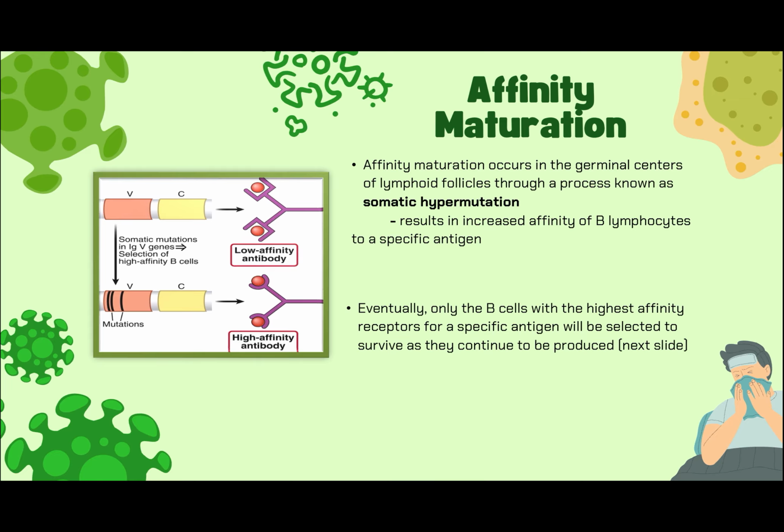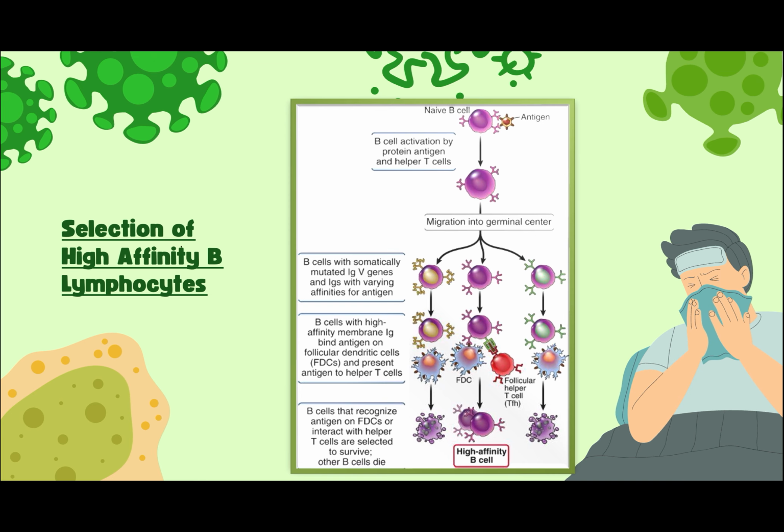Affinity maturation occurs through a process called somatic hypermutation, in which point mutations are introduced to the variable region of B cells, creating a pool of different affinity B cells, some high and some low. Eventually, only the B cells with the highest affinity receptors for a specific antigen will be selected to survive as they continue to be produced. These new B cells are selected so that only the highest affinity B cells will survive, as the high affinity B cells are able to grab onto the antigen carried by follicular dendritic cells easier. They are then given signals from follicular helper T cells to survive or become memory cells.